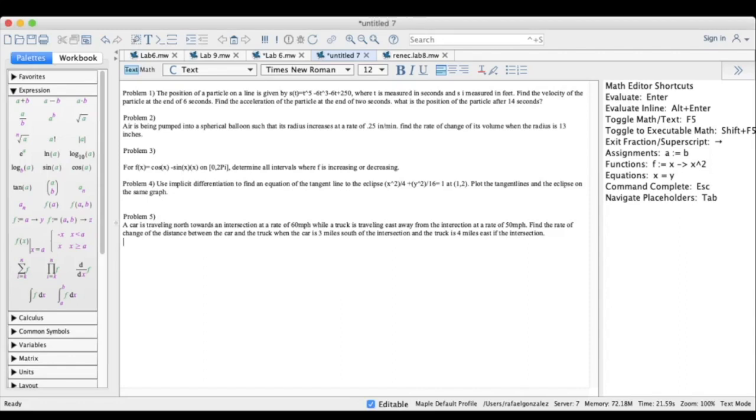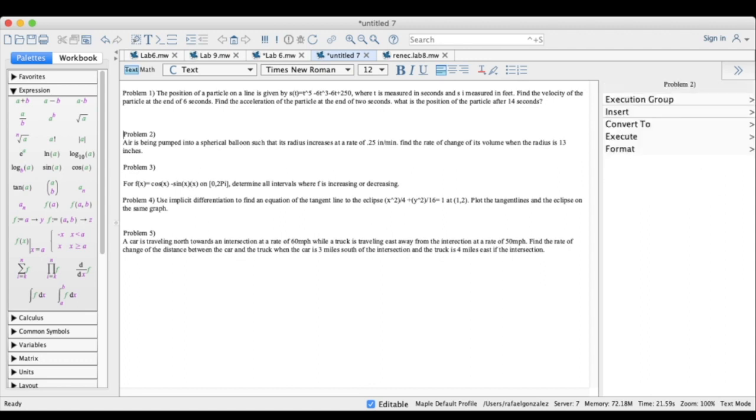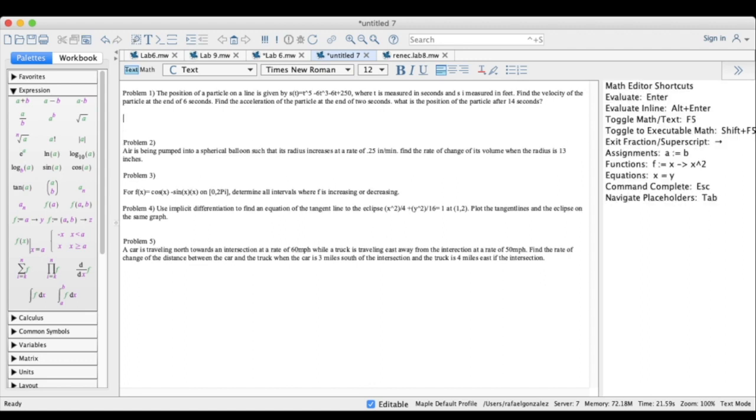All right, welcome back. This is lab number 9 for Math 155. Today we're going to be talking a little bit about velocity, speed, and position and acceleration. We'll be talking a little bit about some related rates, and we will again see some implicit differentiation that we saw last week. Without further ado, we'll just get started with the problem.